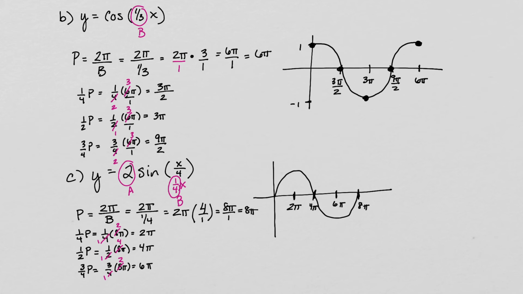So I found what the period was. The period was 8 pi, and then I split it up into 4 equal sections. Questions?